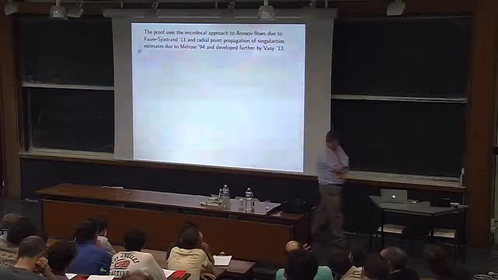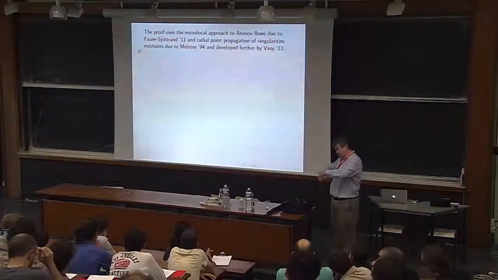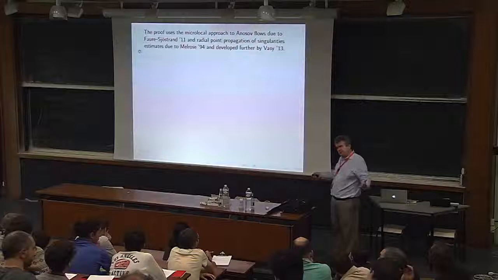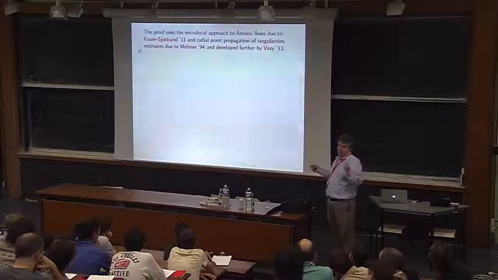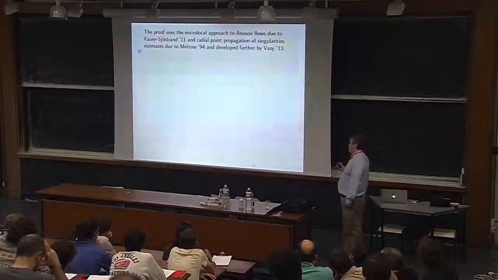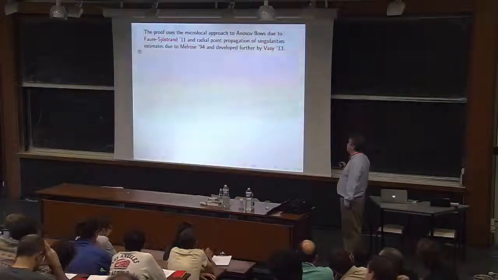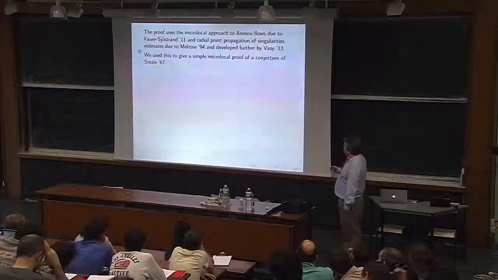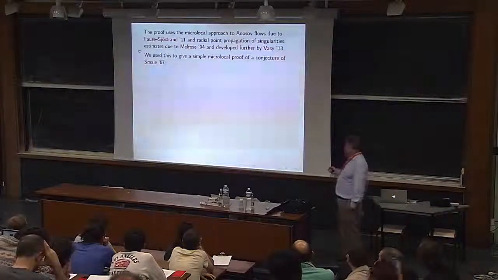Those estimates were proved to explain the general framework for scattering on asymptotically Euclidean spaces. And Vasy used them exactly to give a microlocal description of the redshift effect and applied it, among other things, to meromorphic continuation and definition of quasi-normal modes for Kerr-de Sitter black holes. But actually, as I mentioned in the abstract, we use these ideas to give a simple microlocal proof of a conjecture of Smale.